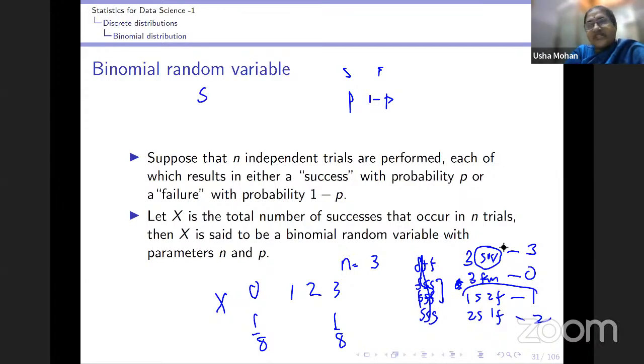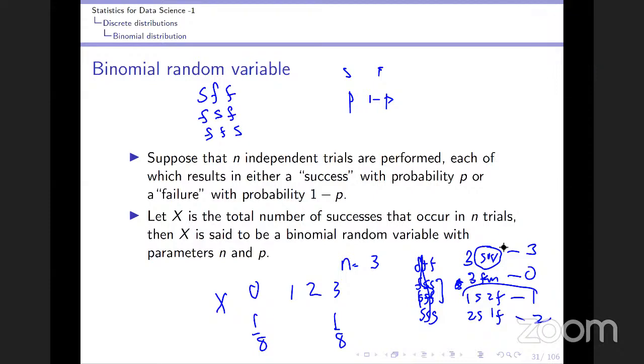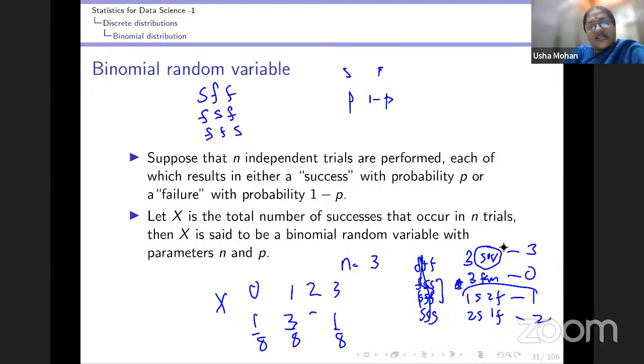The chance of one success happening can happen this way. One success happens in the first toss, or in the second toss, or in the third toss, right? So this chance would be 3 by 8.